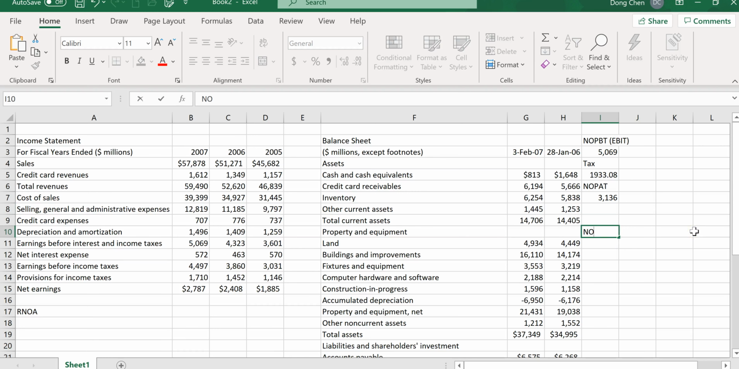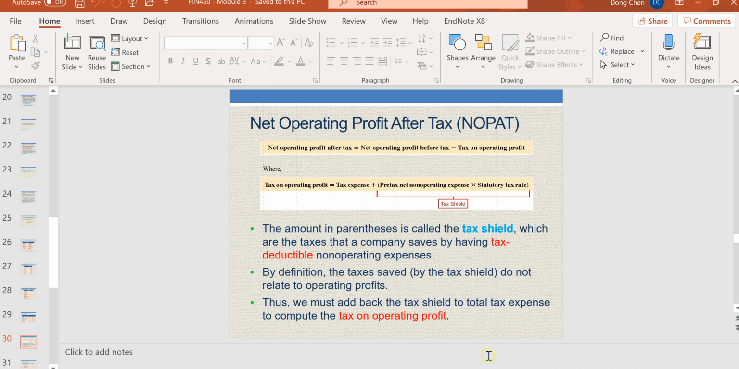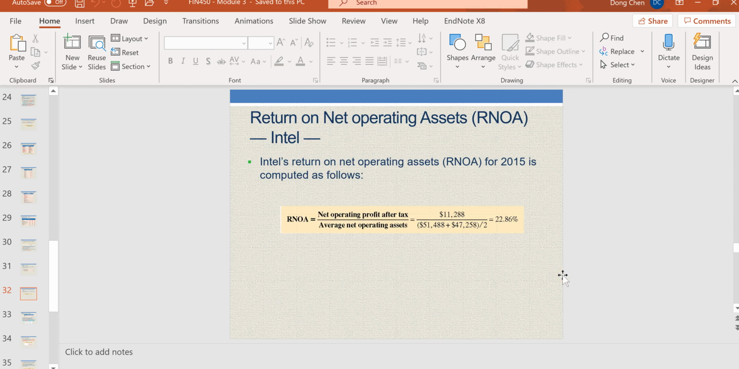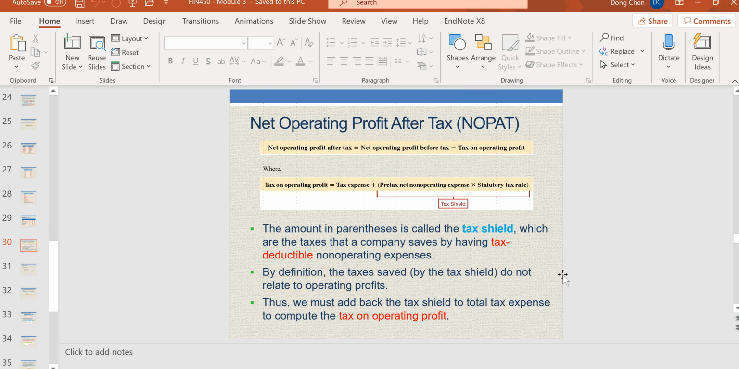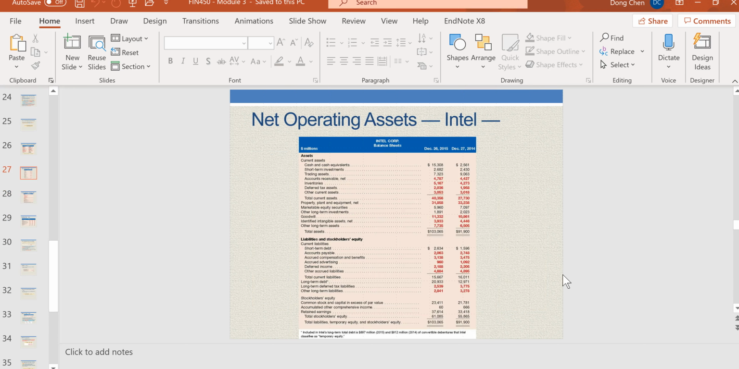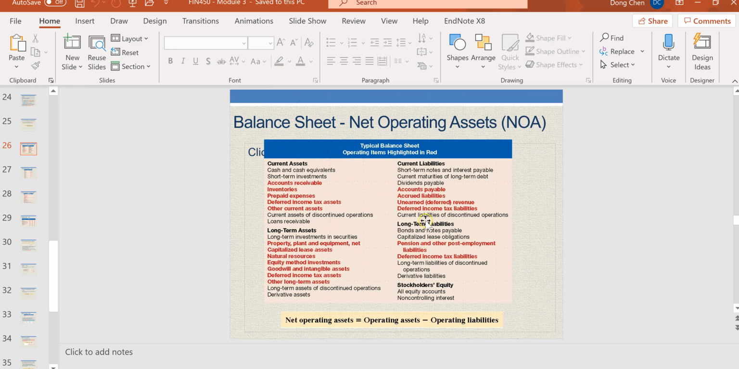So we need to calculate NOA, net operating assets, for both years. Just copy the year number. In order to calculate NOA, we need to single out what is the operating asset and what is the non-operating asset, and what are the operating liabilities and what are the non-operating liabilities. So we go to this table here. This table tells us which are the operating assets and which are the operating liabilities, and their difference is basically the net operating assets.